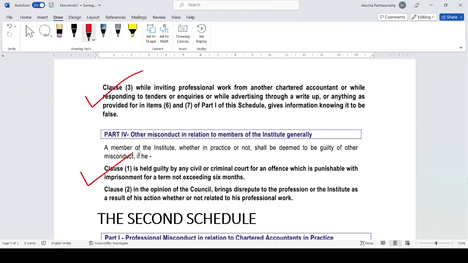As per Clause 1 of Part 4 of the First Schedule to the Chartered Accountants Act 1949, a member of the Institute, whether in practice or not, shall be deemed to be guilty of other misconduct if he is held guilty by any civil or criminal court for an offence which is punishable with imprisonment for a term not exceeding 6 months.